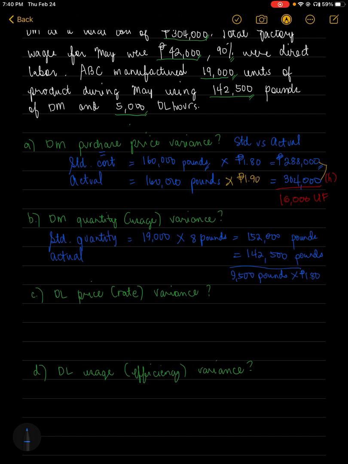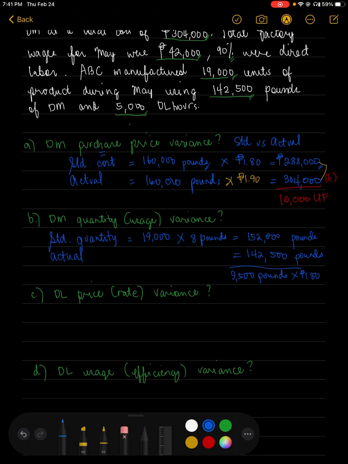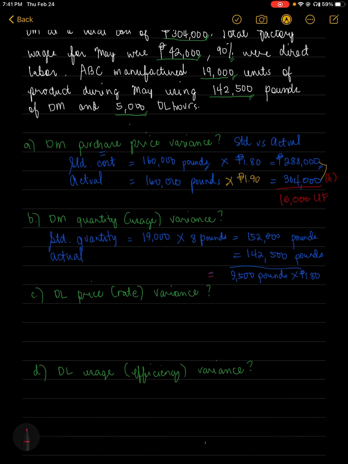So, 9,500 multiplied by 1.8 will give us an answer of 17,100. And that 17,100 is considered to be a favorable variance. So, bakit po naging favorable variance ang 17,100? Because based on the standard set, we will be needing 152,000 pounds of materials, but the actual usage of materials is just 142,500. So that is a favorable variance because mas maliit yung nagamit compared doon sa naset na standard.